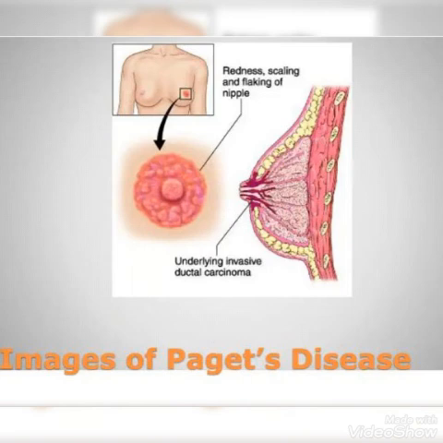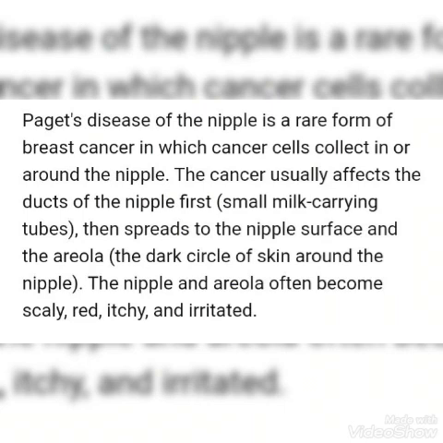of the nipple and areola. So in this picture you can easily see that there are eczematous eruptions formed in the areola and around the nipple. So Paget's disease is a rare form of breast cancer, and the cancer usually affects the ducts of the nipple first, that is the milk ducts, the milk carrying tubes, the lactiferous ducts. Then gradually these cancerous cells spread to the nipple surface and the areola, that is the dark circle of the skin around the nipple. The nipple and areola often become scaly, red, itchy and irritated.